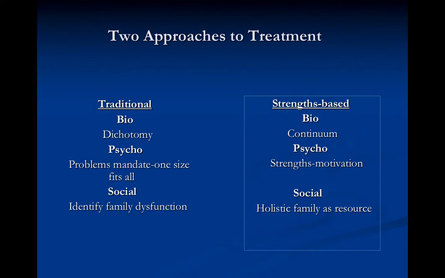Okay, so here's another representation of that. We have our biology here. Either you have it or you don't. Whereas in the strengths space, it's on a continuum. Are you experimenting? Is it being misused? Do you have a mild, moderate, or severe problem? The psychological, it's a one-size-fits-all abstinence-based treatment versus in psycho, we're looking at the strengths, motivation, and then social, we're looking at does it run in the family? Where is the dysfunction? Are you using it to cope with a parent, etc.? Then we're going to use the family as a resource.